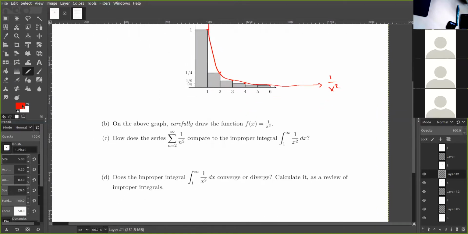So in this case, I know that the sum of 1 over n squared is less than the integral from 1 to infinity of 1 over x squared. And of course, because everything's above the x-axis, if we want to make a proper comparison, I know that it's going to be bigger than 0.